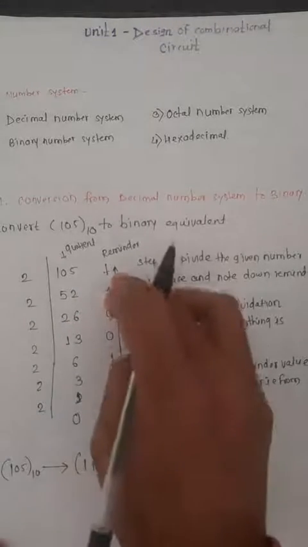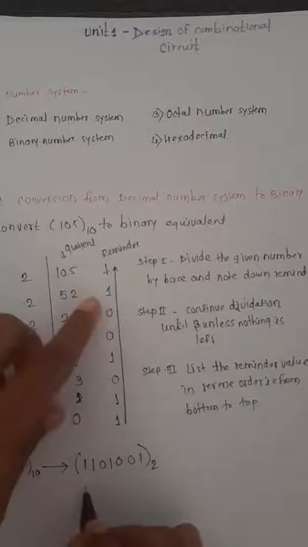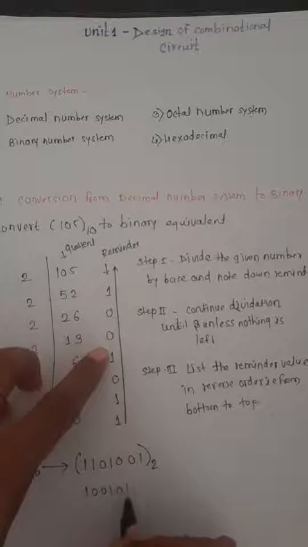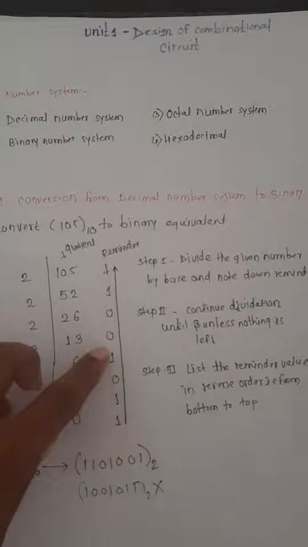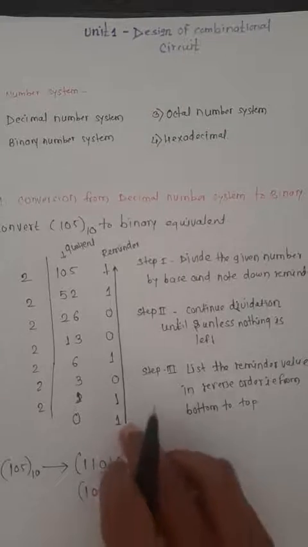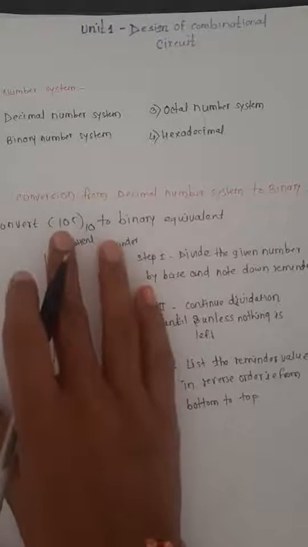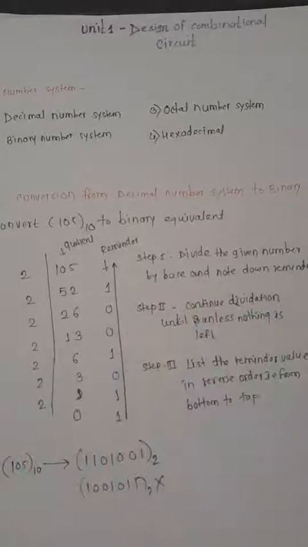If you write the answer from top to bottom, that is like this 1 0 0 1 0 1 1, it will be false. So always write the answer from the remainders from bottom to top. So that is one part, that is if the decimal number is given in integer form.